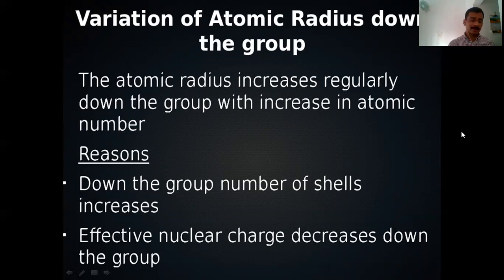So that is the second reason. So what are the reasons? Down the group, the number of shells increases and effective nuclear charge decreases down the group. These are the two reasons for the increase in atomic size as we move down the group.